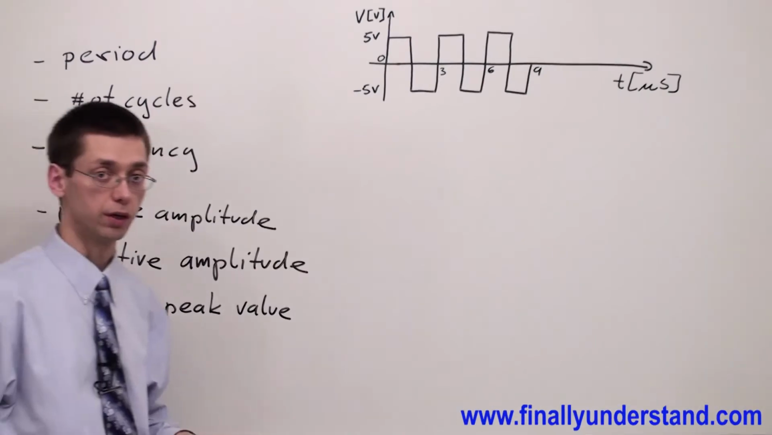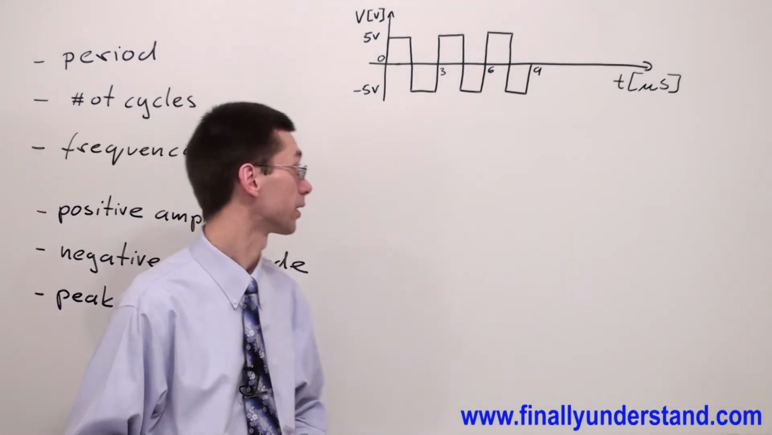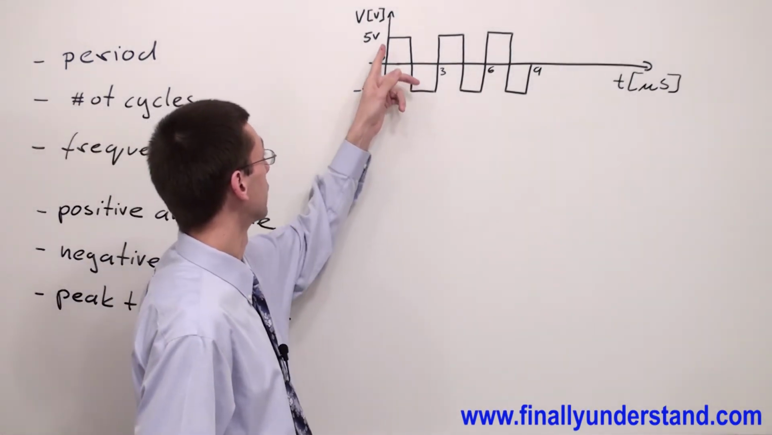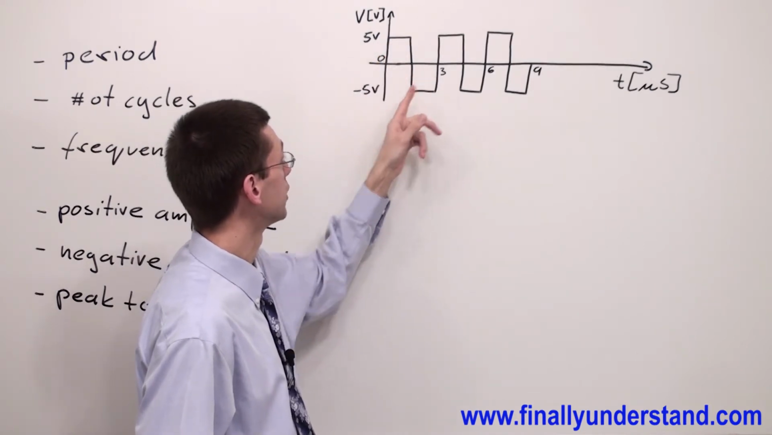This time, let's take a look at the square wave. Again, we're supposed to find the period. Period is the time required to finish one full cycle. So, where is my cycle? Cycle is this part of the waveform which is going to constantly repeat.